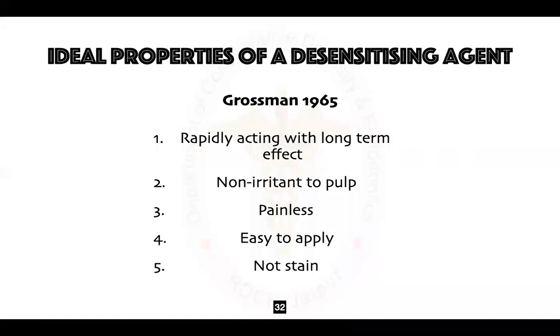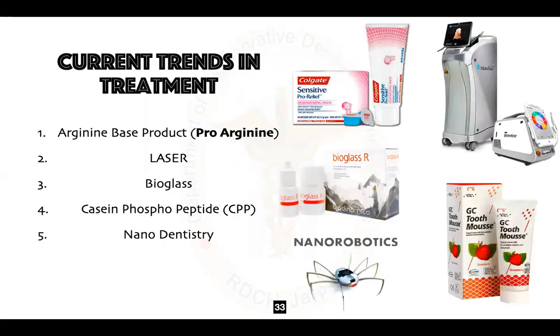Next, quickly, let's discuss the desensitizing agent properties given by Grossman. As you've already seen in the videos, it should act rapidly with long-term effect. It should be non-irritating to the pulp. It should be painless, should be easy to apply, and definitely should not stain the tooth.